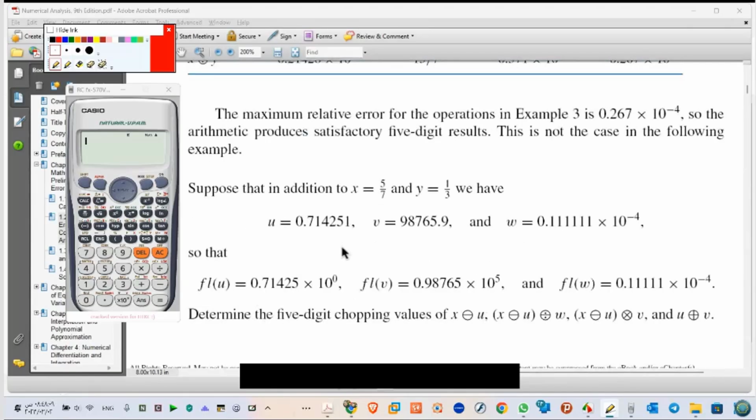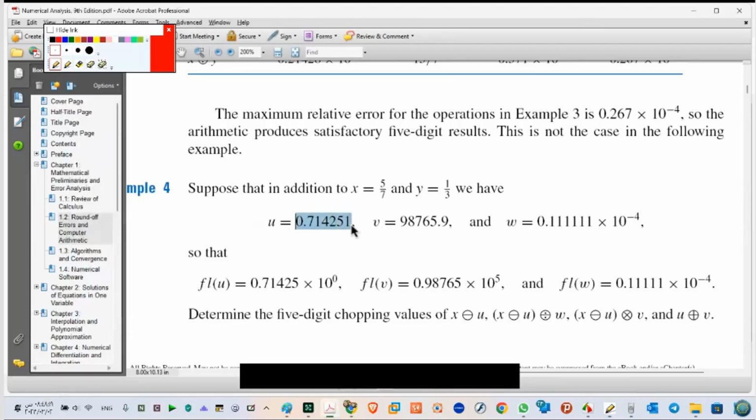Here I have another example. Here I have u. It is not an integer number. It's u, V like a v, W like a w. So how can I write this number in normalized form? So deal with this number as it is. For example, here I have u, so I will write it as a floating number.